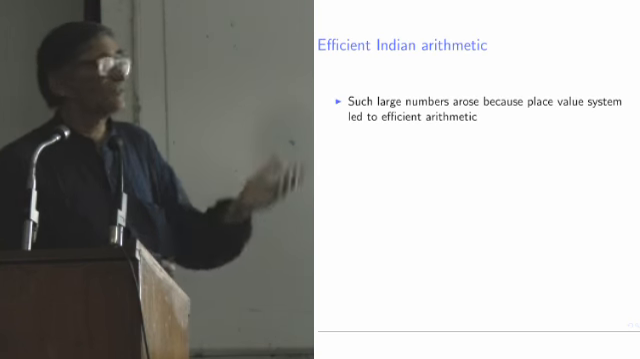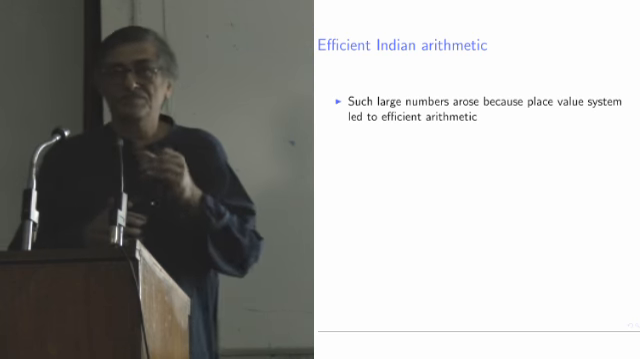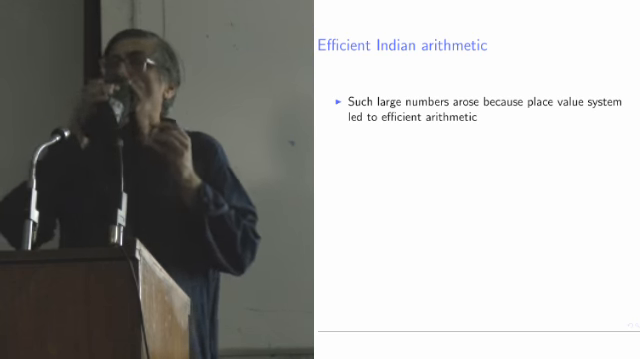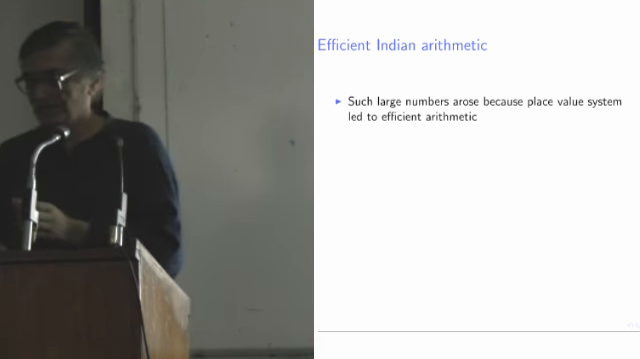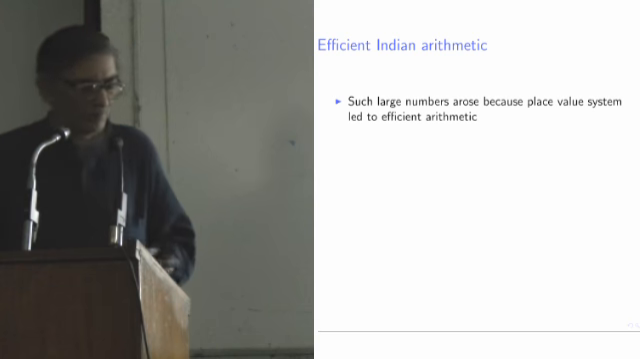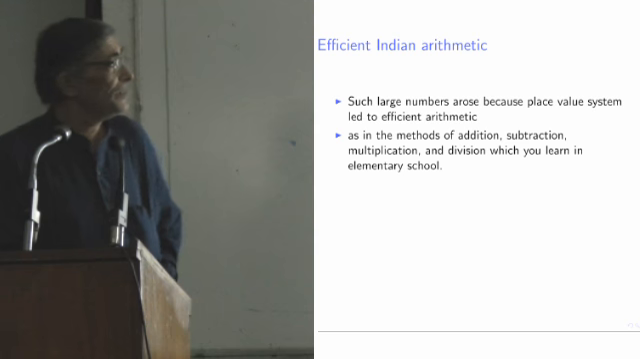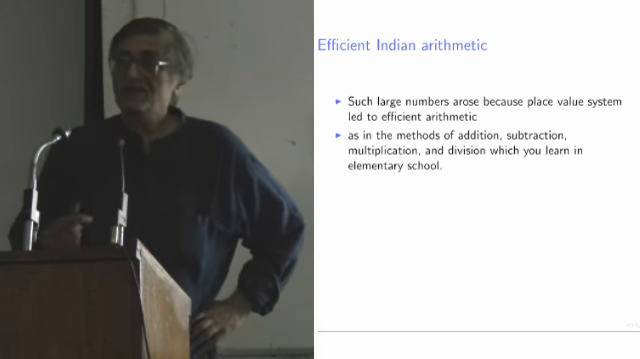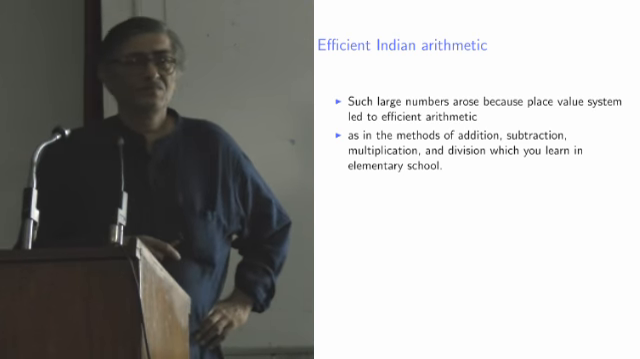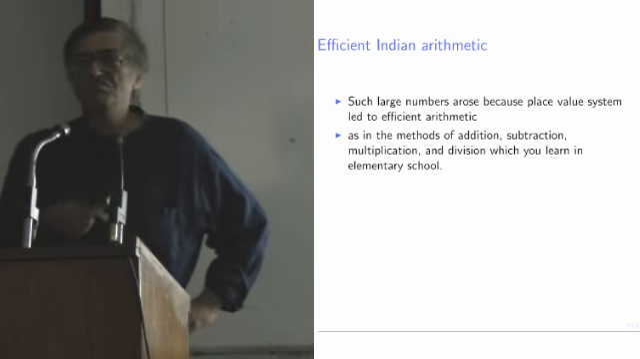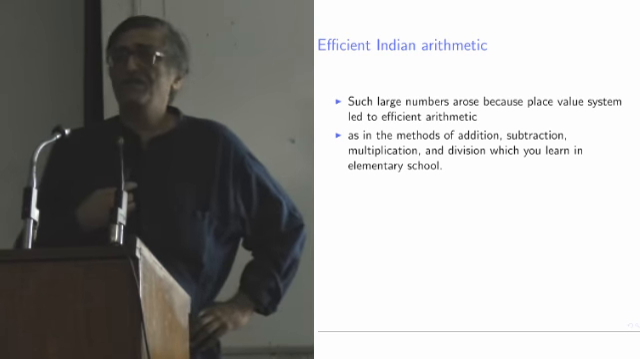The point is that such large numbers arose because there was a very efficient decimal place value system which could represent these numbers, which could generate these numbers. And that led to efficient arithmetic. And what is that efficient arithmetic? It is just what you learn in school today. Your methods of addition, subtraction, division, multiplication, you might think it is trivial. It is not trivial. Nobody else had it.